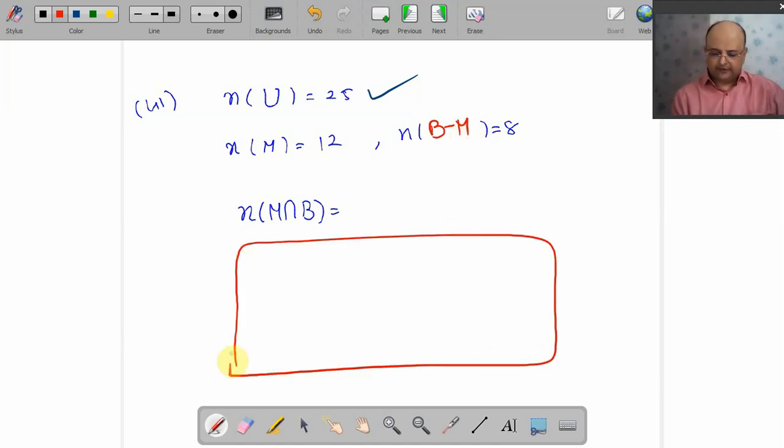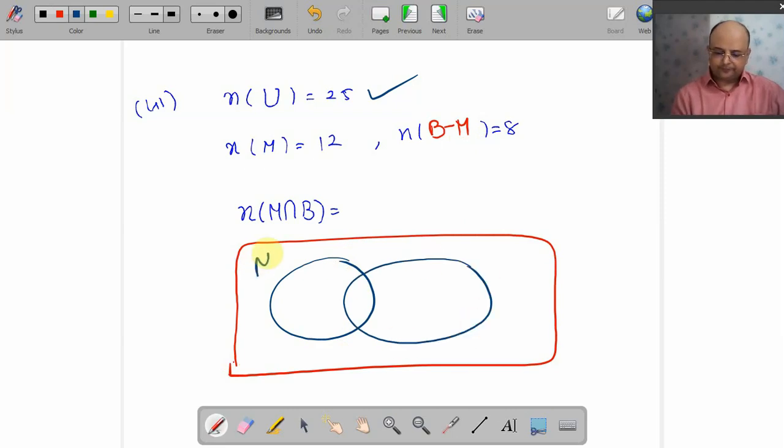So I go for a Venn diagram. It is an MCQ, dears. This is your m, this is your b. You know that we always start with the intersection, but here the intersection is not given. Okay, then we go for B minus m. Here we have 8. There are 8 students who study biology but not mathematics. How many students are there in mathematics? 12. Yes or no? There are 12 students.